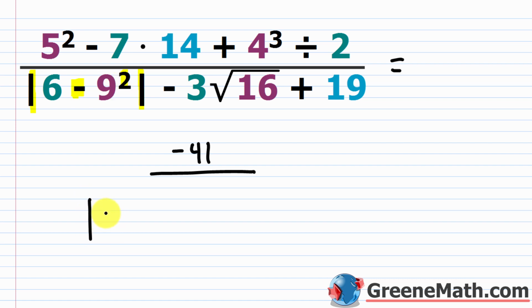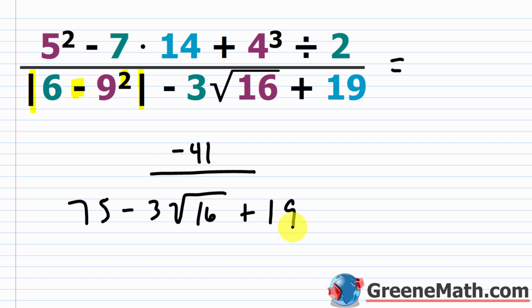So we have the absolute value of 6 minus 81. 6 minus 81 is negative 75. And then the absolute value operation is going to make this positive, so at the end of the day, this is going to be positive 75. Let me write minus 3 times the square root of 16, and then plus 19. So what do we have left?